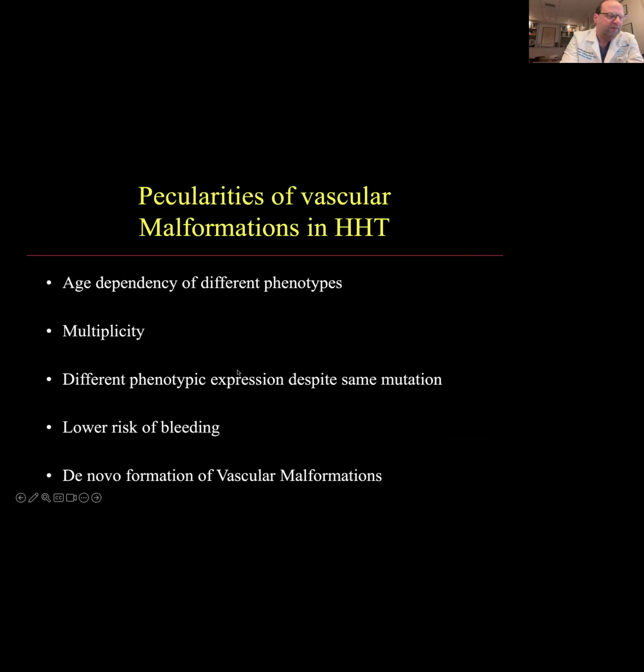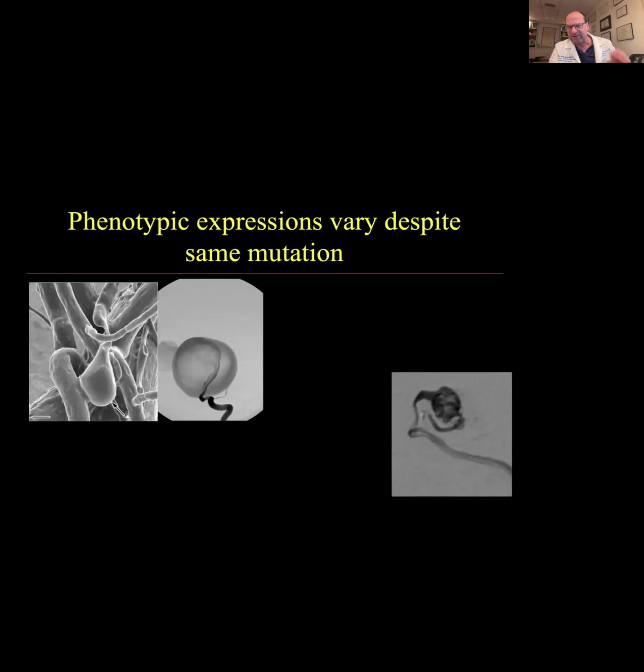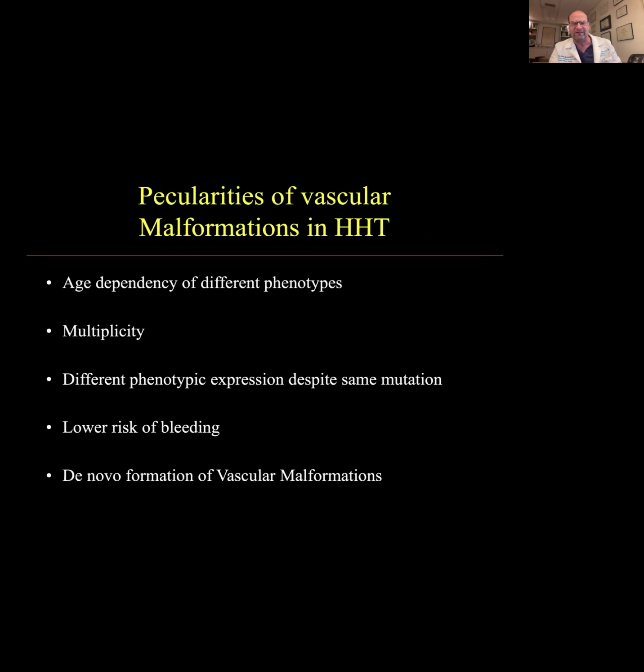The third peculiarity that I would like to discuss is the different phenotypic expression despite the same mutation. So even though you may not have a brain AVM, your father, your mother, your brother, or your child may have a brain AVM, or you may have a capillary malformation, but your child may be born with an AV fistula. So despite having the same mutation, you can have different phenotypic expressions, as you can see in this case here.